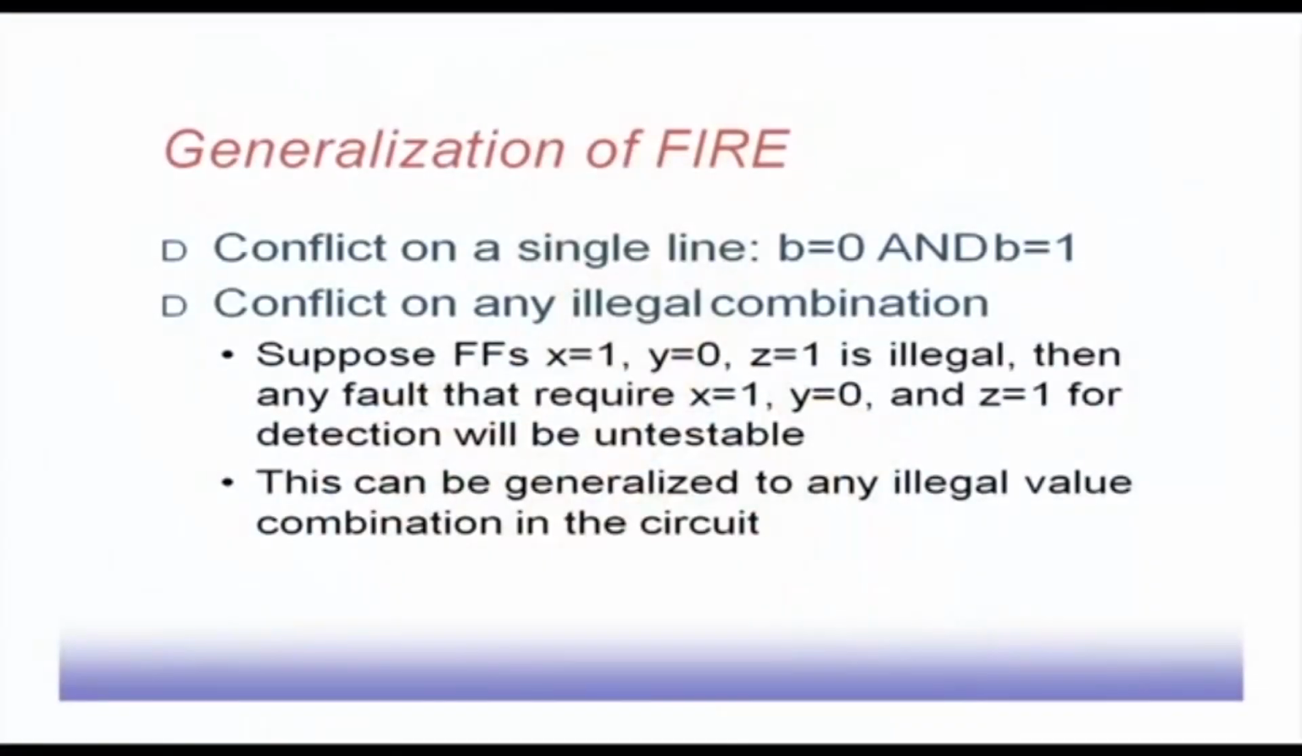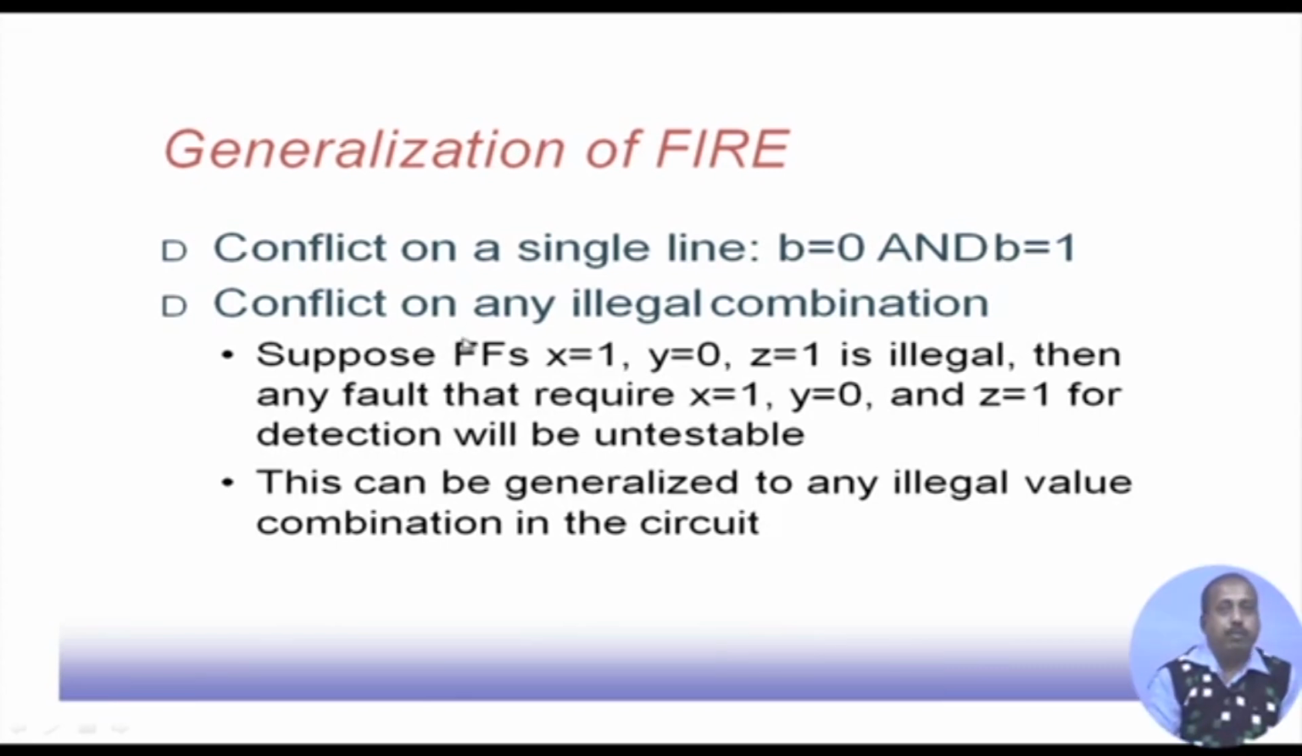We can generalize this FIRE process, the fault identification process, further by considering cases like a conflict on a single line, like B equal to 0 and B equal to 1. So, if one particular line requires both of them, then this is a conflict for a single line. So, those types of faults can be removed.